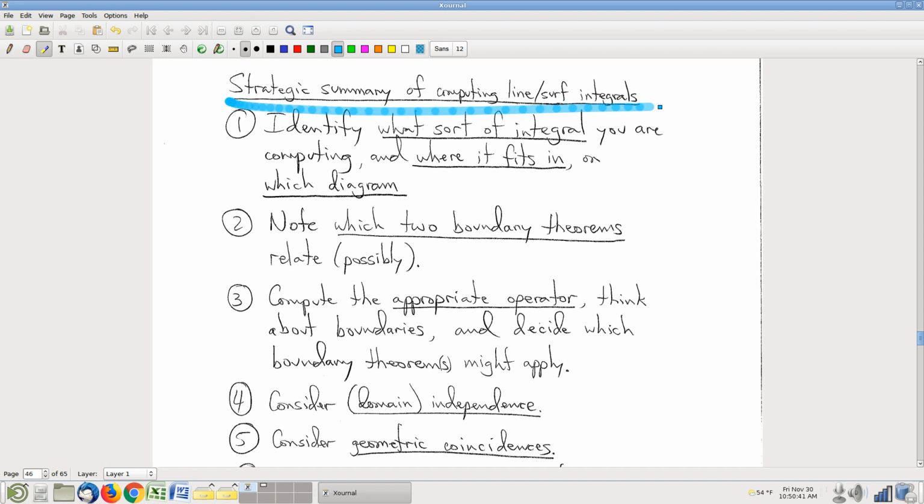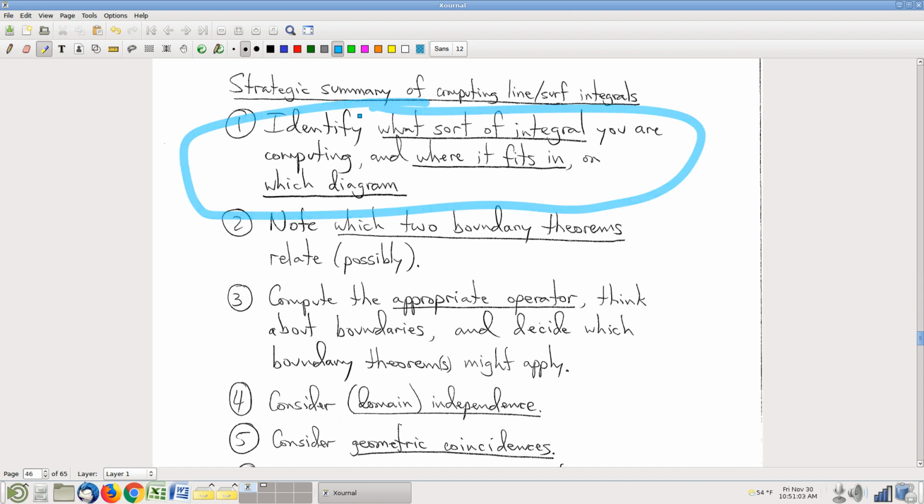So I think this will be a useful thing for a strategic summary. Someone says here, compute the following line integral. We've got a billion different ideas that all kind of, in some way, may or may not relate to this question. How do you know what order to go in, what ideas to apply? So step one, identify where you are. What kind of an integral have you been asked to compute? Which diagram does it exist in? Where is it in that diagram? Get your context.